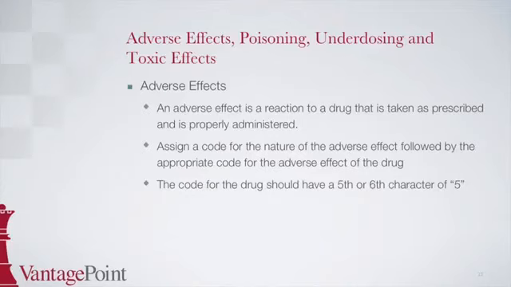To code adverse effects, the nature of the adverse effect goes first, which in our example would be the blood clot, followed by the code from the table of drugs and chemicals indicating the substance that caused the adverse effect, which would be birth control pills in our example. The code for the drug should have a fifth or sixth character of 5, which indicates an adverse effect.